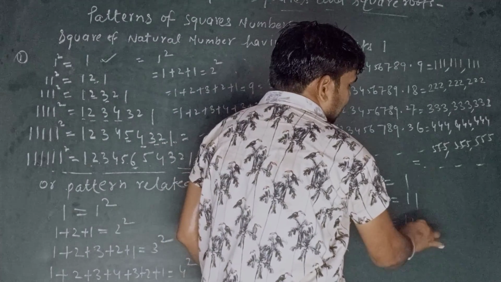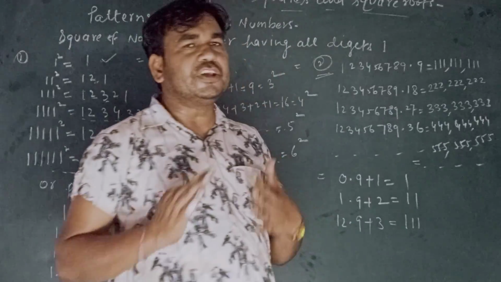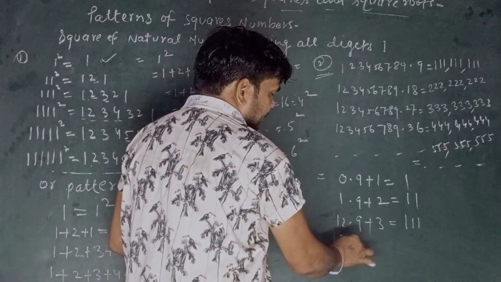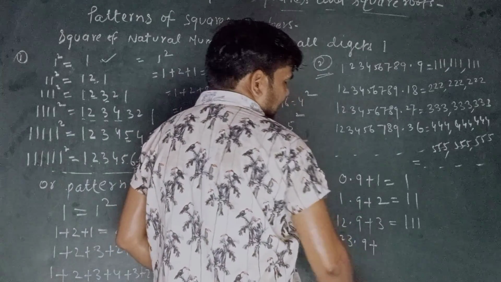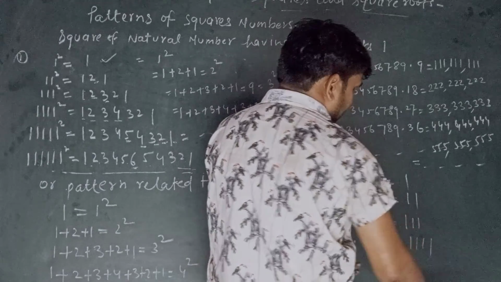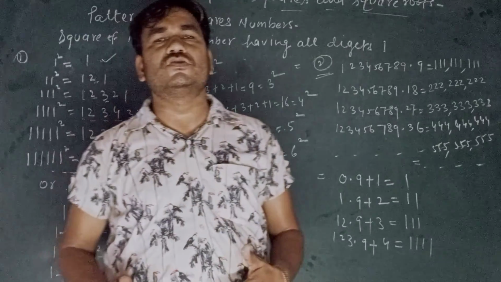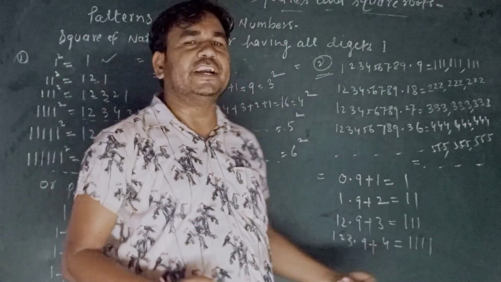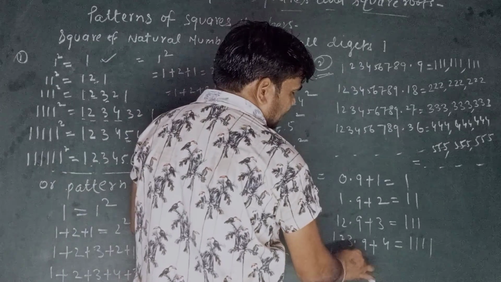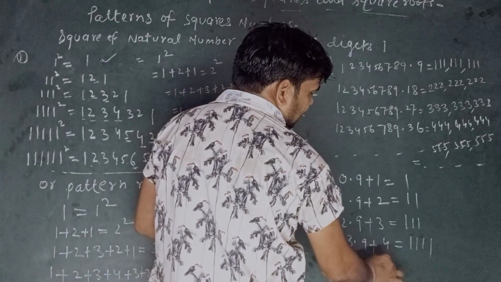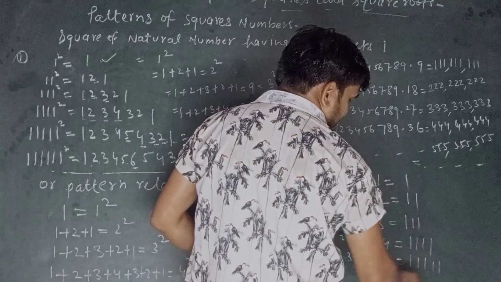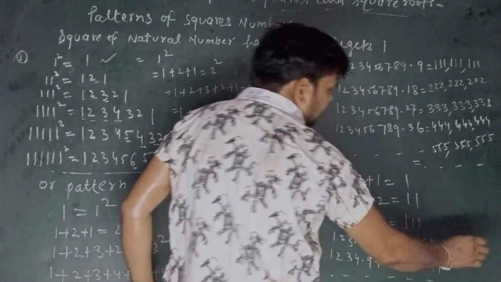So we get 111, and in the same way, students, we get 123 multiplied by 9 plus 4. So we get 1111. So this is the pattern, students. You move forward, you find the same manner, that is 1234 multiplied by 9 plus 5. It means we get 11111. So this is the pattern, it remains continuing.